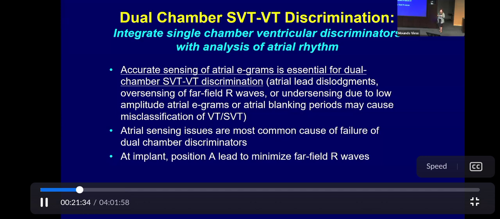Now, if you have an atrial lead dislodgement, that obviously can impact sensing, but usually it turns out to be the oversensing of the far field R waves that is the problem. You might misclassify VT and SVT in that regard. That is probably one of the more common sources of failure of the dual chamber discriminators. Not that it happens often, but when it does, that's often sensing of the far field V. So you want minimal far field ventricular electrogram when you put the device in. What's nice is that in many places you will have the device company representative in the lab with you, and usually they'll let you know there's a far field V, that it's really big, and that it has the potential to be sensed.